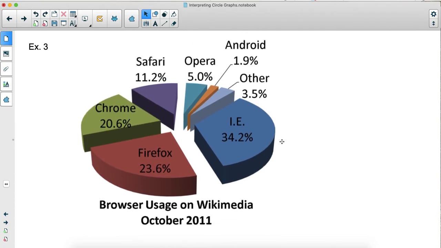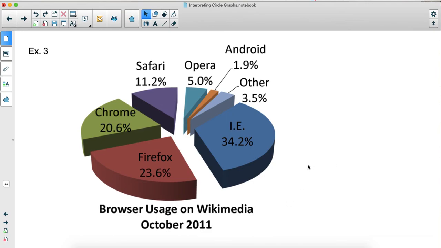Okay. And then here's another type of one. This is more of a 3D fancy pie chart here. And the title at the bottom, it says the browser usage on Wikimedia, October in 2011. So it was a little while ago, but here's the ones that they had. So you can notice it doesn't use a legend, but again, the sectors have labels on them. So Firefox in red here, is the biggest pie piece at 23.6%. Chrome is at 20%. Internet Explorer at 34%, or about 34%. Opera at 5%, and Safari about 11%. You can see Android usage is only at 1.9%, and the others at 3.5%.